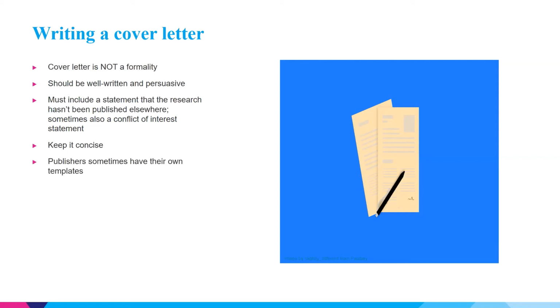Publishers sometimes have their own templates, and we'll take a look at one of those. And you should always check the instructions for authors for any journal-specific information you're asked to include, because if you don't include it, your submission is going to be rejected.